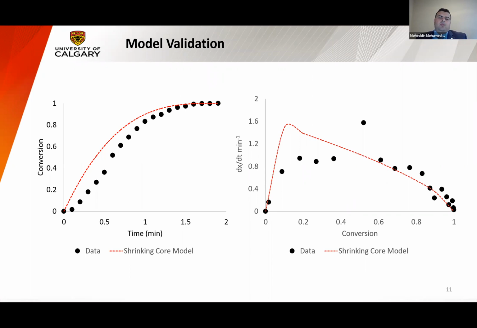For model validation, here we see the shrinking core model compared with the data. On the right-hand side, we have the reaction rate versus the conversion. After 50% conversion, we can see the model provides a very close estimation in comparison with the experimental data. At the beginning, however, we can see that the model overestimates the rate. And on the left-hand side here, we can see we've reached about 90% conversion under 1.5 minutes.